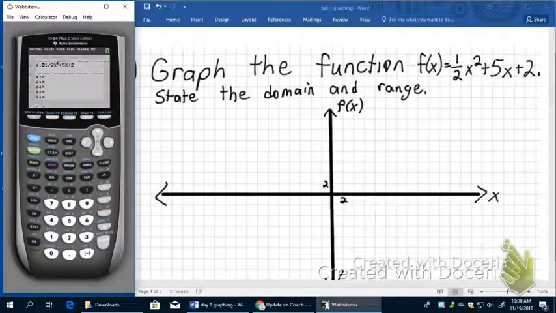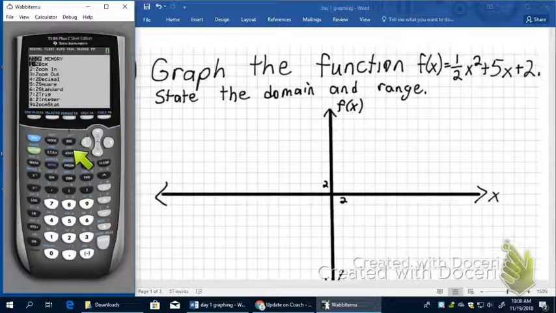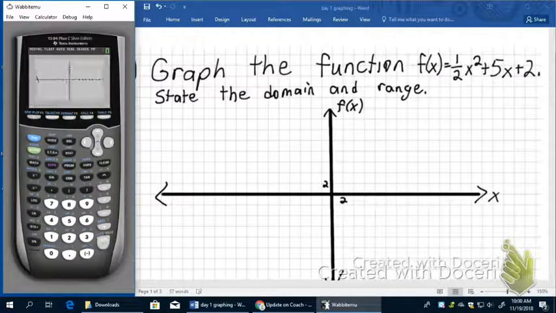Now, if your graph does not come out as pleasantly as this one did, and your screen is messed up, what you should do is hit the zoom key and hit 6 for zoom standard. So I'm going to hit the 6th option for zoom standard. That'll actually reset your graph to what it's supposed to look like.